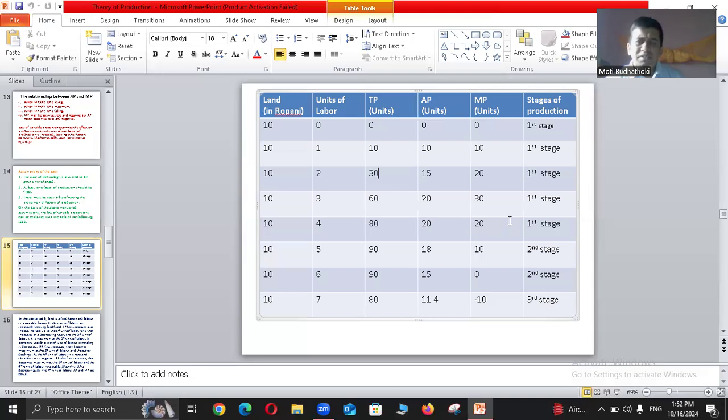And in the case of the second stage, it is the stage when the TP becomes maximum and MP and AP both start to decline, and MP goes down to 0. That is the second stage. And in the case of the third stage, MP becomes negative, TP falls down.